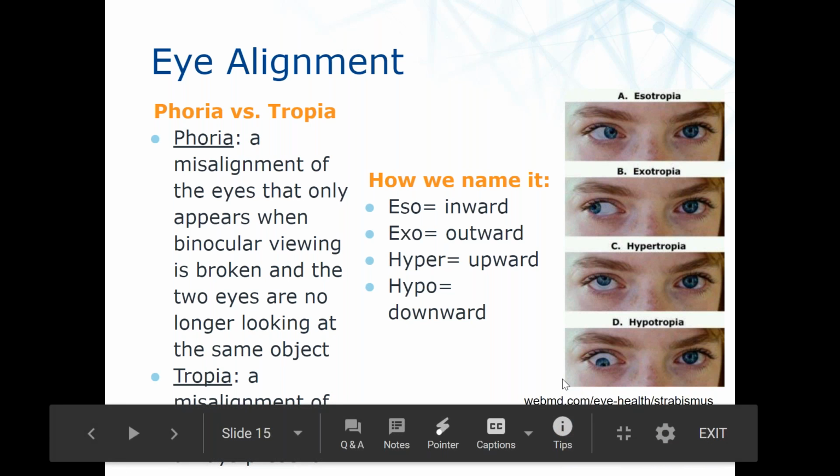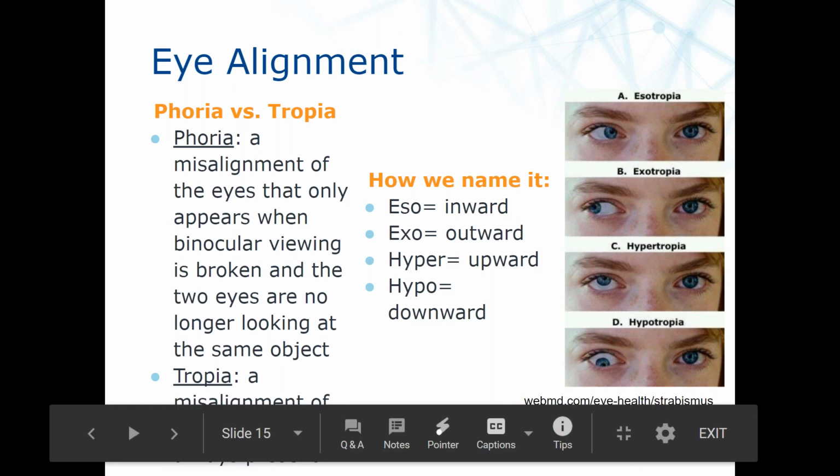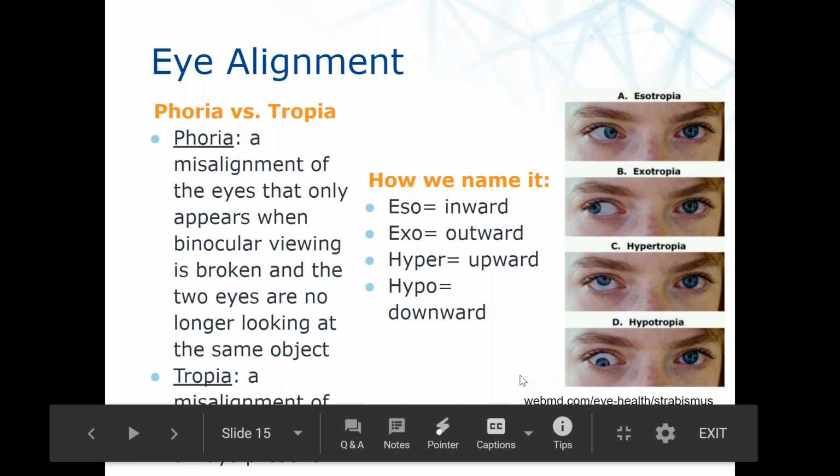And then in terms of naming it, that prefix in front is going to be dependent on which way the eye is resting. So eso is going to be the eye is turning inward. Exo is going to be outward. Hyper, the eye is turning up, or hypo, the eye is turning or resting down. And that's just going to help us to figure out where the muscle issue and imbalance is.